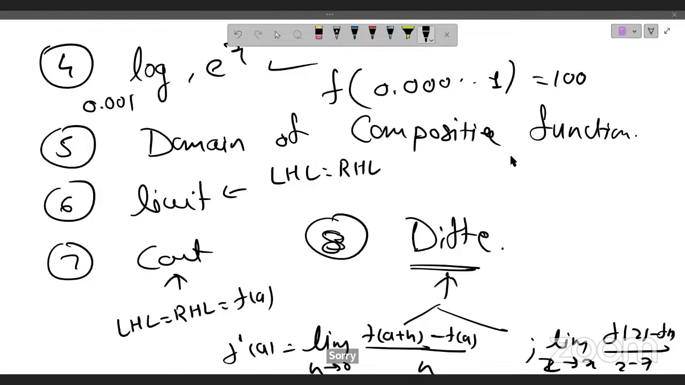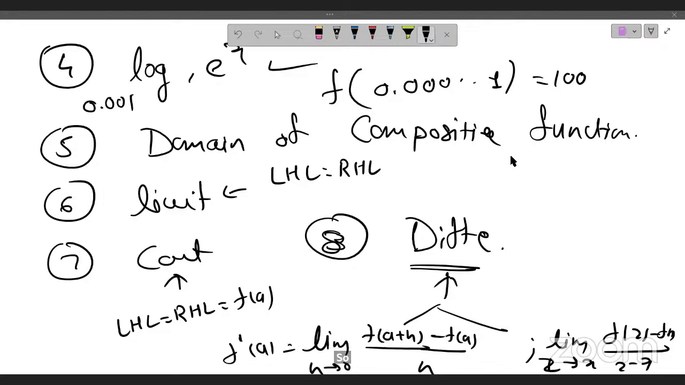Then the limit exists at x is equal to 2. Yes, the limit will exist at x = 2, because in a neighborhood of 2, if you travel from the left hand side, you will reach 0, right? And from the right hand side also you will reach the same point. So that means the limit at x equals 2 exists and it is equal to 0.